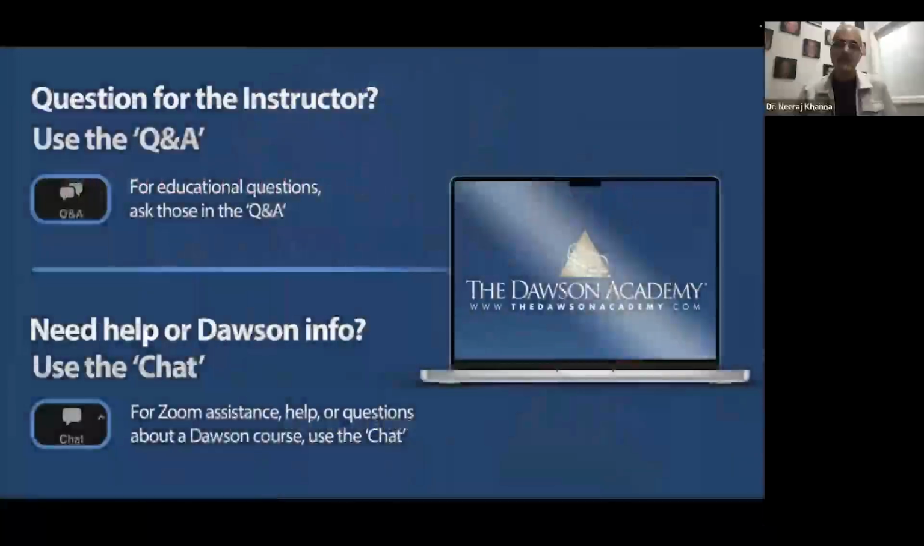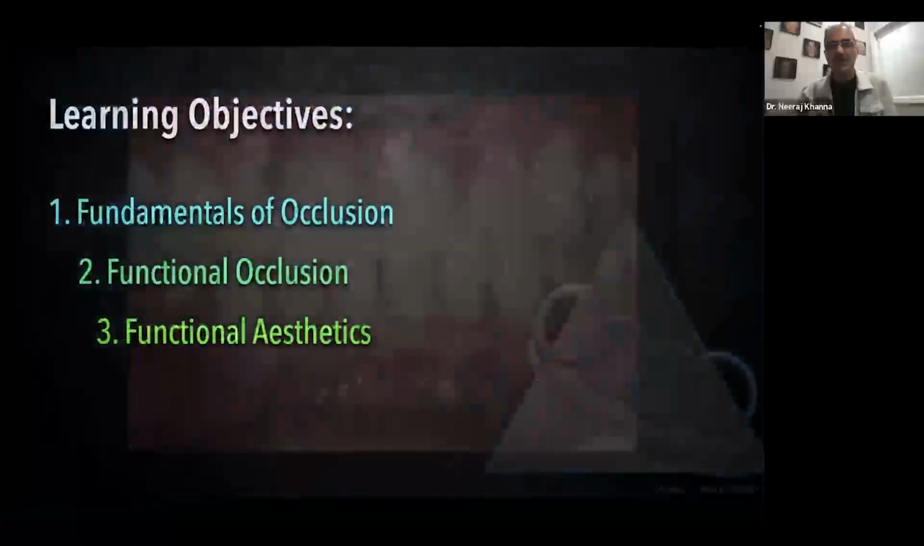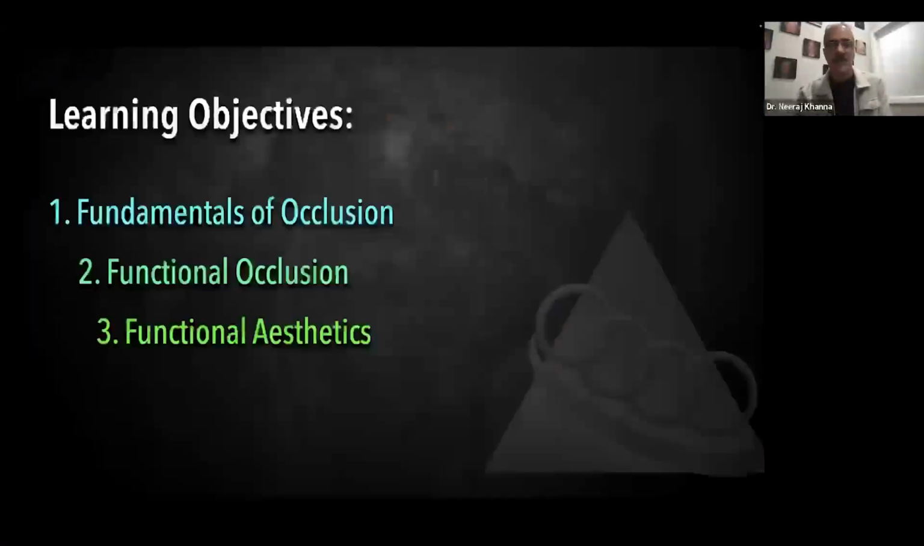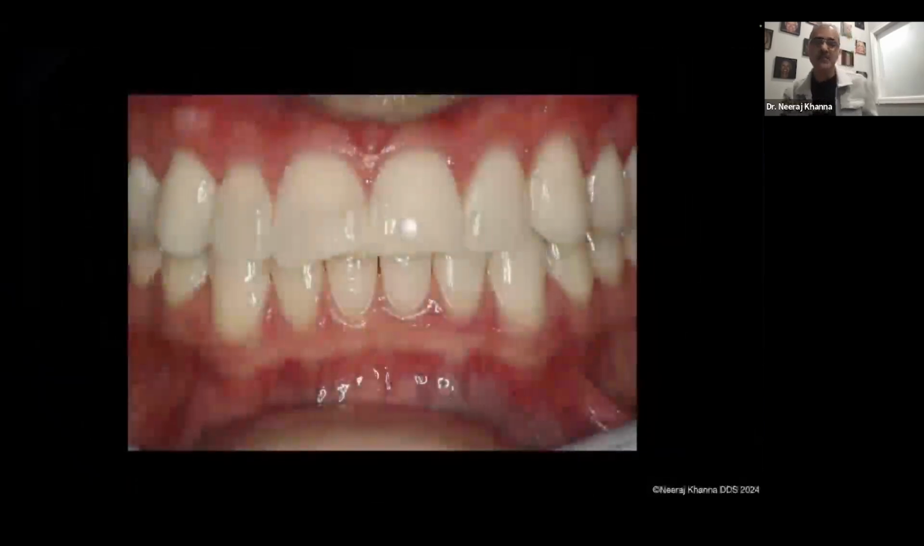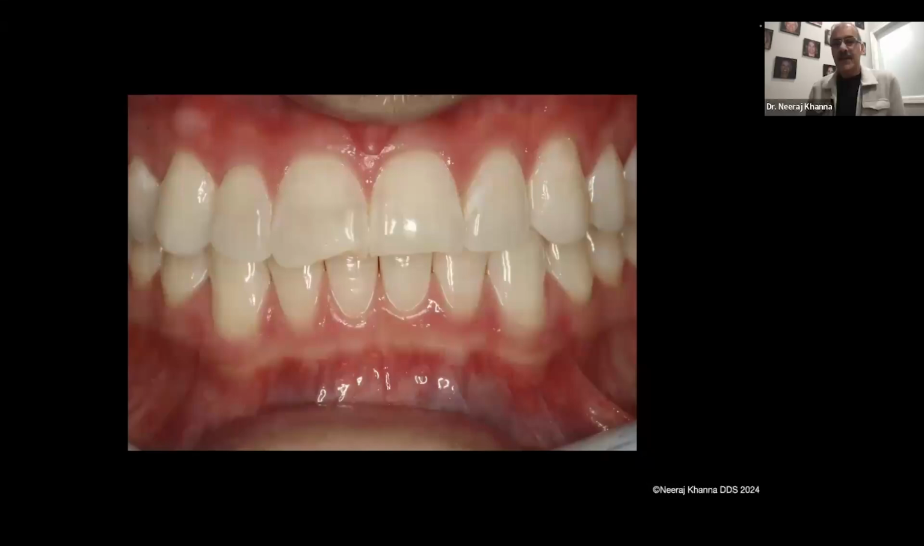As we go through this process, I want to spend some time to talk about the fundamentals of occlusion, functional occlusion, and functional aesthetics. I'm going to try to talk about all of these elements while I'm discussing a case with you in detail. I want you all to look at this picture and pretend this patient walked into your practice and said, I've got 2 broken anterior teeth, and I would like them restored.